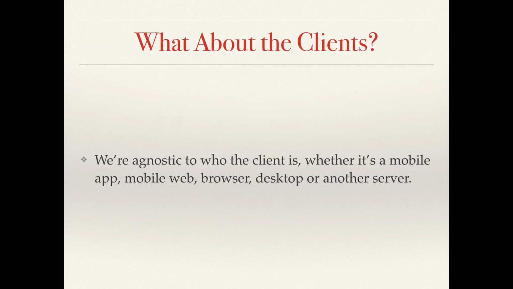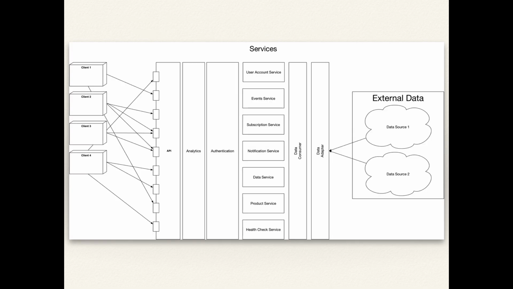What about technologies for our clients, such as our mobile applications or a web application? Well, we're going to stay agnostic to who our client is when building out our backend because it doesn't really matter whether it's a mobile app, mobile web, a browser, a desktop application, or another server. So again, in our diagram, I've kept our clients very agnostic. I just call them client 1, client 2, because again, I don't care whether that's a mobile app or a web app or something else, maybe a wearable or something of that nature.